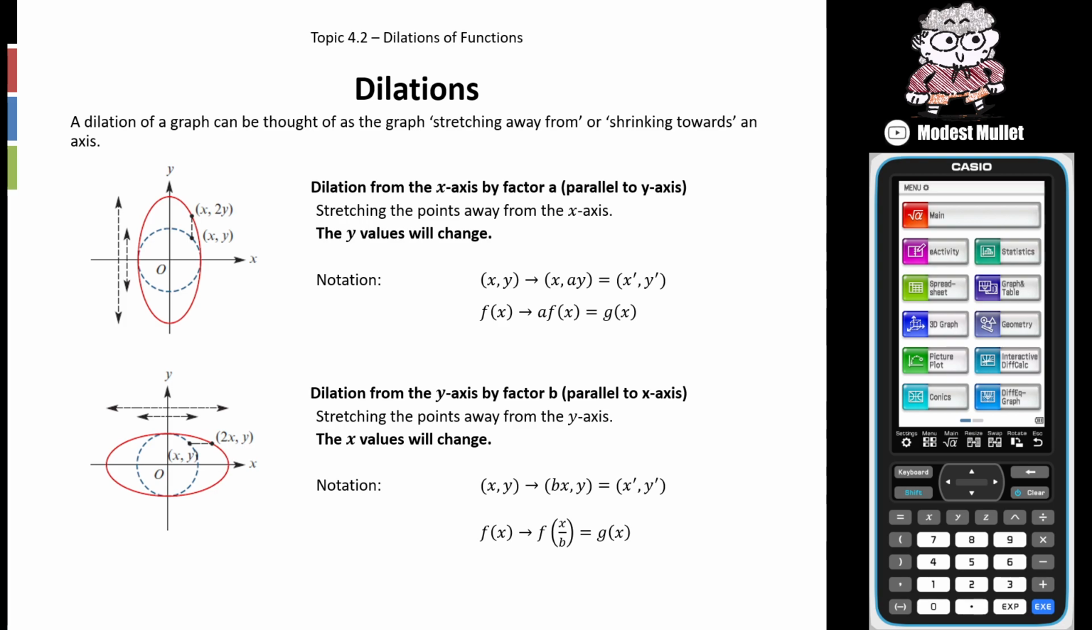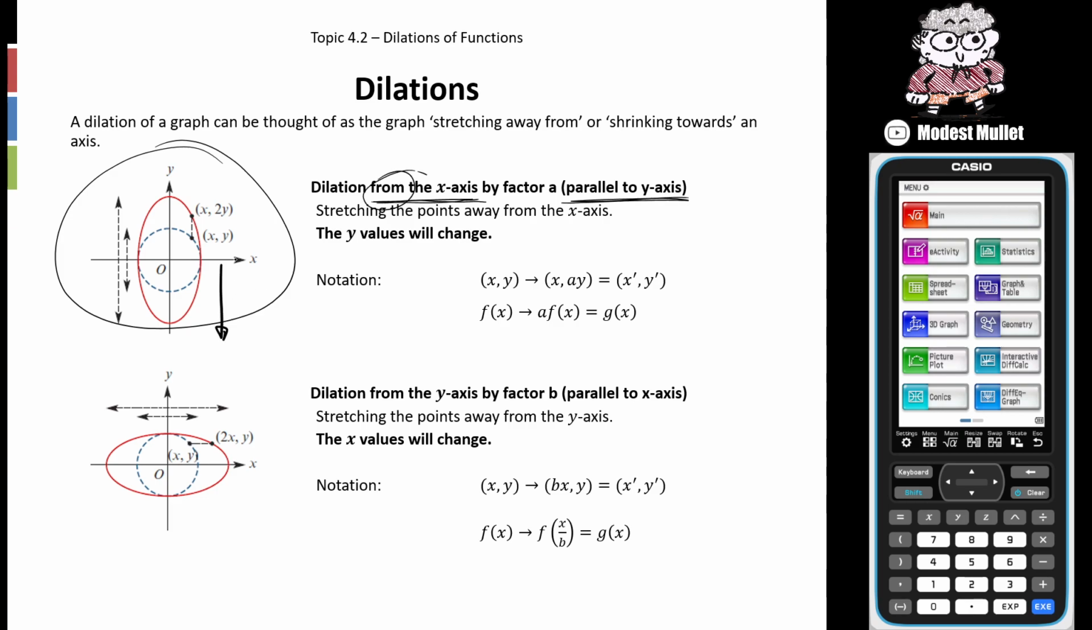A dilation of the graph can be thought of as stretching or shrinking towards an axis. There are two ways this can be stated in the study design. One is from an axis. The other is parallel to an axis. In this picture here, and I don't have a camera to show you what I'm doing with my hands, but we're pulling the graph up and down. So we're actually dilating from the x-axis.